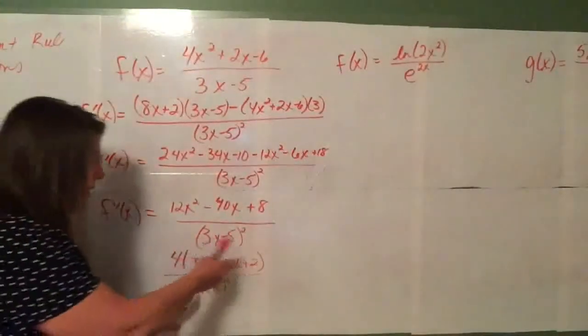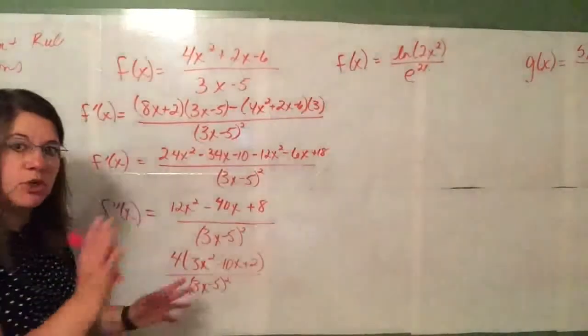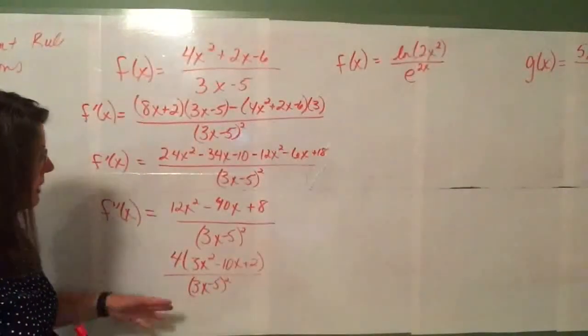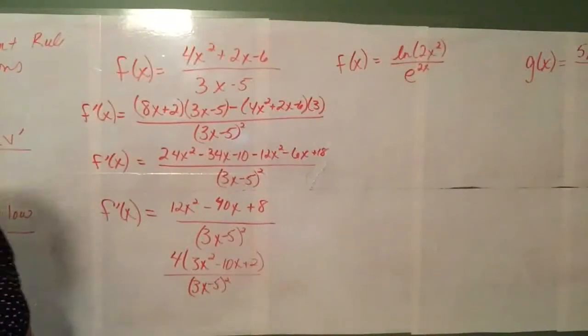Now, if that would factor and cancel with the bottom, you would do that. You could factor out anything that will factor, but in this case, nothing does. So we have to leave it like that.